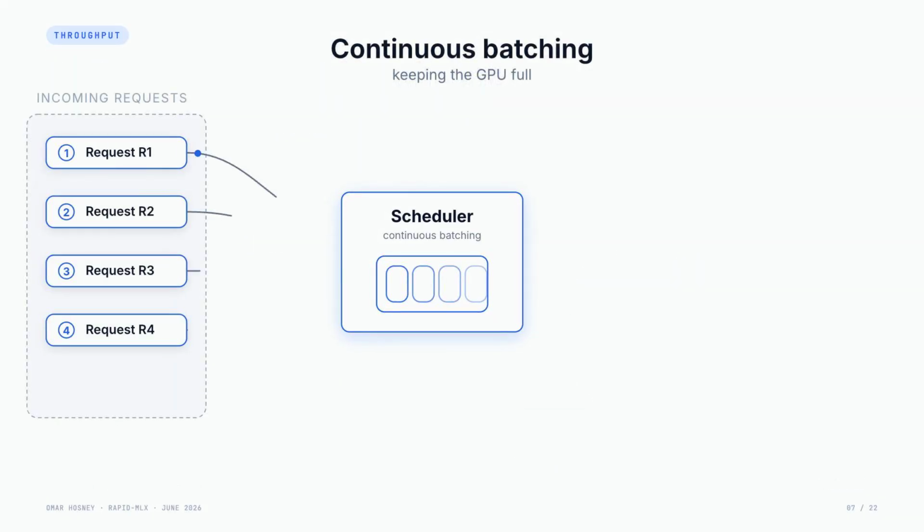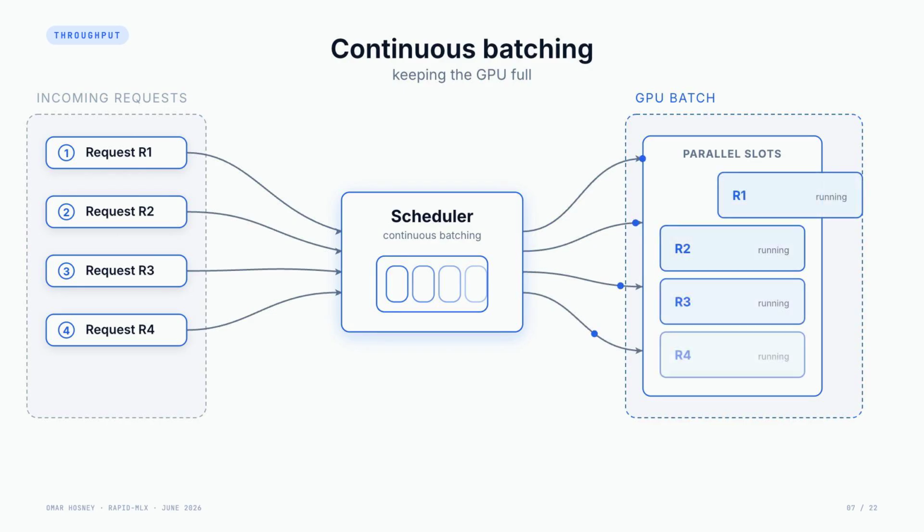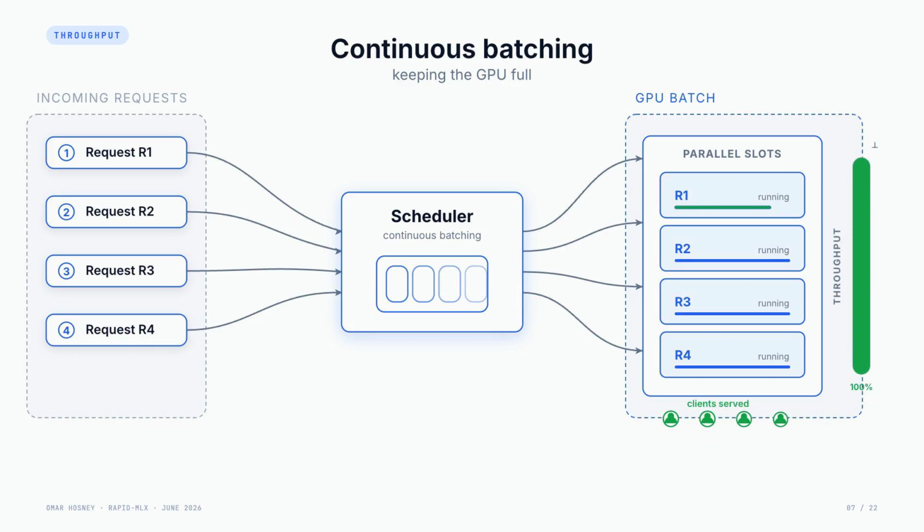Instead of running requests one by one, it batches many of them together on the GPU. As soon as one request finishes, a new one slots into its place, so the GPU never sits idle. This is what lets Rapid-MLX serve several clients at full speed.